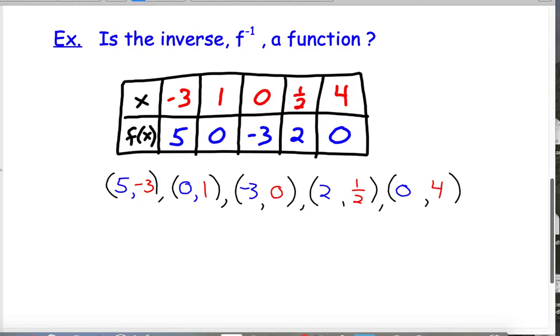Now, is this inverse a function? Well, it's a function if there's no input that goes to more than one output. So 5 only goes to -3, that's fine. Here, 0 goes to 1, but down here, 0 also gets matched to 4. So now I have 0 being matched to 2 different values, and so that's not a function.